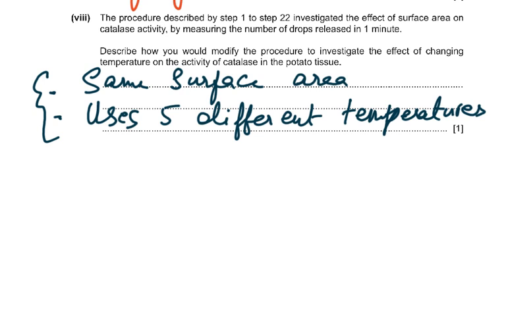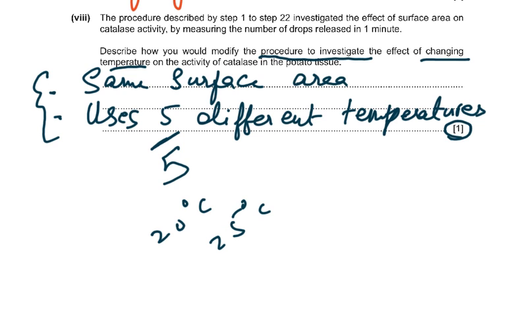Then it said the procedure described by step 1 to step 22 investigated the effect of surface area on catalase activity by measuring the number of drops released in 1 minute. Describe how you would modify the procedure to investigate the effect of changing temperature on the activity of catalase. There's only 1 mark, so you'll say the same surface area but use 5 different temperatures. So any 5 different temperatures, and sometimes we ask you to even be specifying them. So 20 degrees, 25 degrees, 30 degrees, 35, and 40, like this.